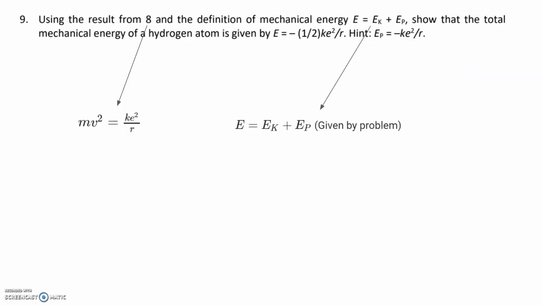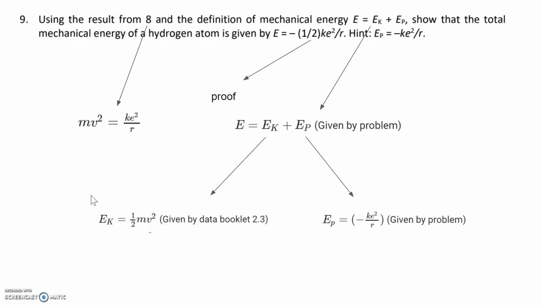Question 9. Using result from 8 and the definition of mechanical energy, E equals kinetic energy plus potential energy, show that the total mechanical energy of a hydrogen atom is given by this equation here. There's a hint given here, which is the equation for the potential energy in an atom. As you can see, the result from question 8 has been copied over, and the definition of mechanical energy has also been given by the problem.